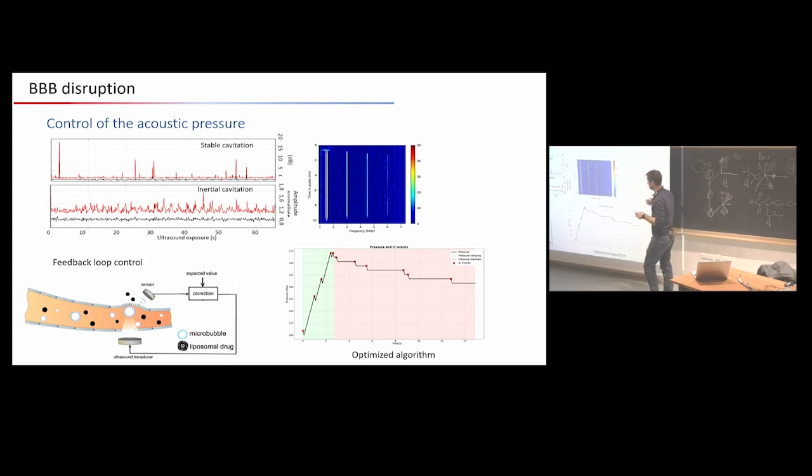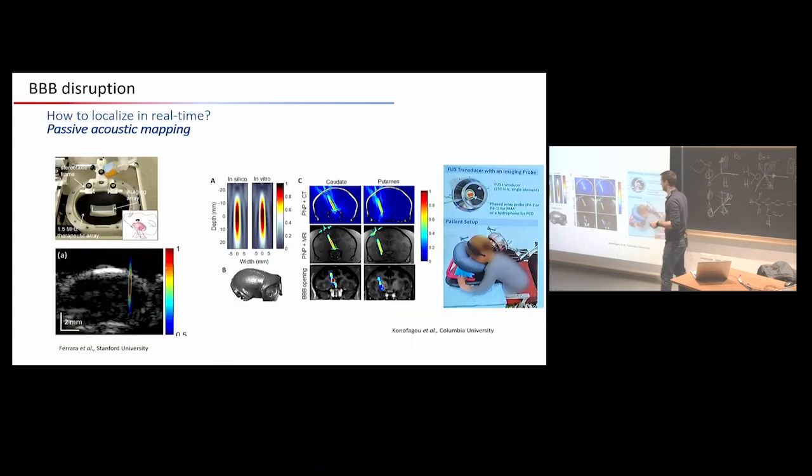So to avoid that damage, we use a feedback loop control. We are going to reduce the pressure in real time. We are able to do that every 100 microseconds today. So this is really, really fast. And we are able to control and reduce the pressure with this kind of optimized algorithm that allows us to excite our bubbles enough, but not too much, to have a safe and efficient BBB opening.